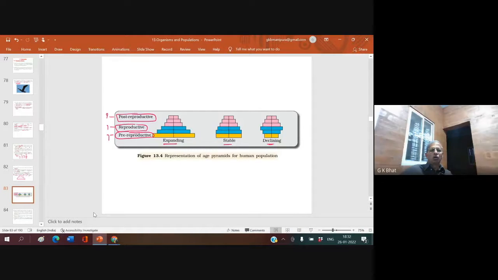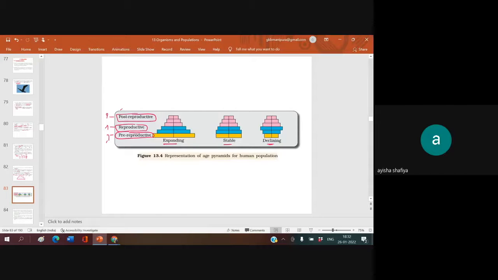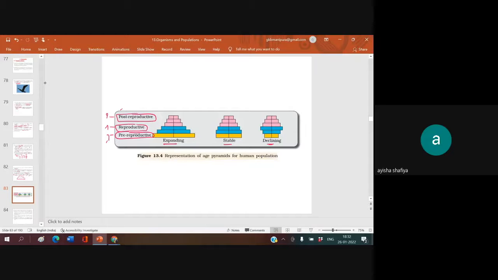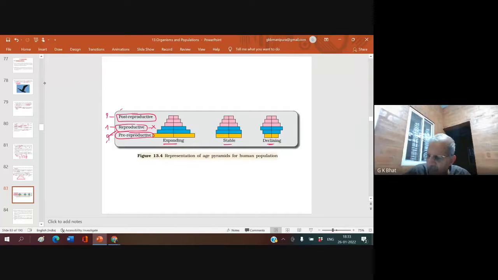Aisha, what do you mean by these three groups? Yes, sir. The younger generation, the one which can reproduce, and the older generation. You belong to which generation? Reproductive. No. Pre-reproductive. Yes. Rafa, you belong to which group? The reproductive.